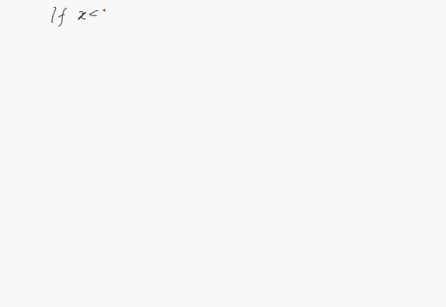If x is negative, then we must have theta between half pi and pi, right? What is the sign of the tangent in quadrant 2? Negative, right? So in this quadrant 2, tangent theta is less than 0.